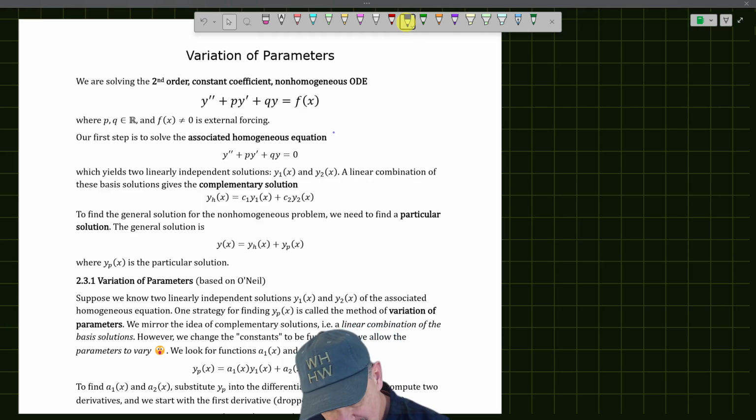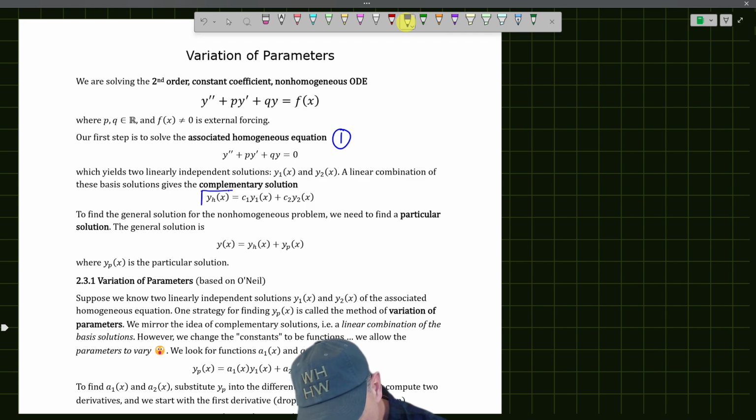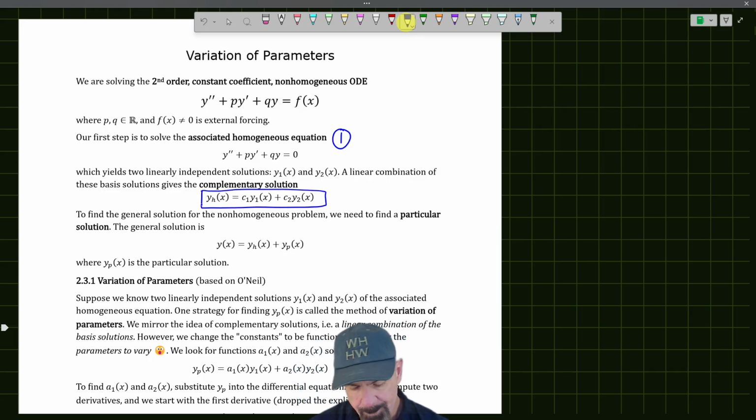Always, our first step is we're going to solve the associated homogeneous equation. Every non-homogeneous ODE has one of these, and we solve, and in general, we're going to find the complementary solution as long as we can create two linearly independent solutions. So we have our complementary solution here. Sub H, of course, means homogeneous.